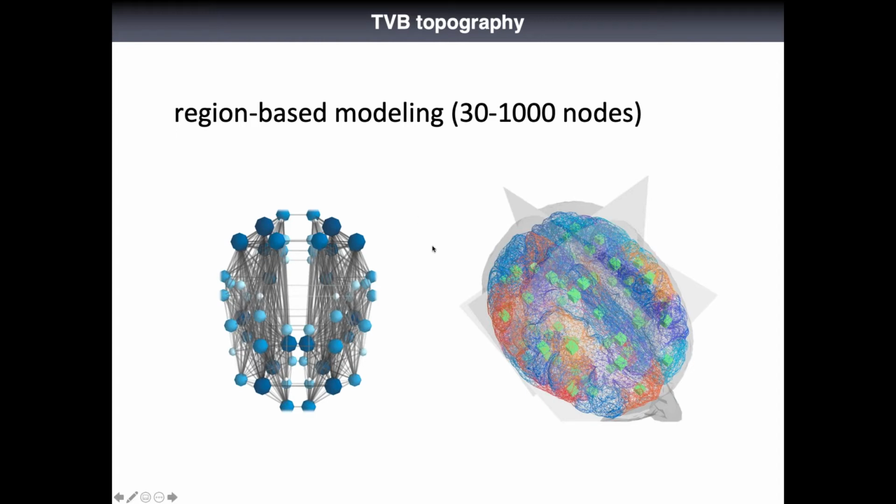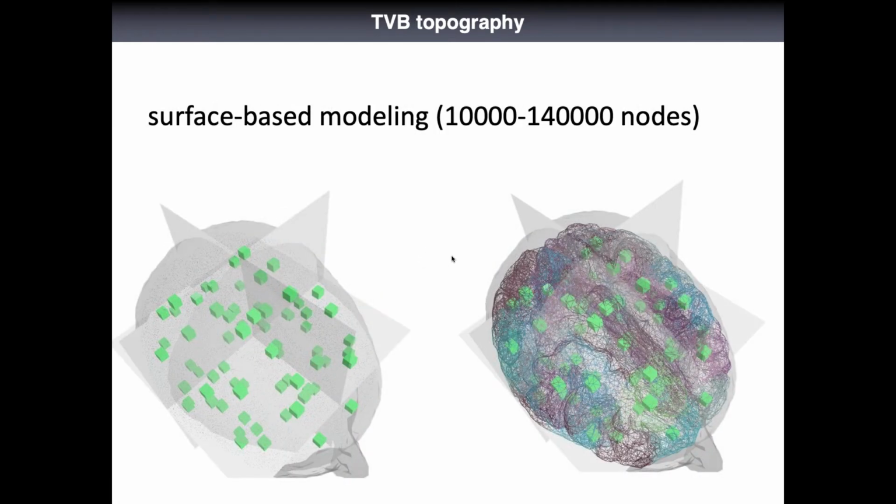One is the case where we're actually shrinking each one of these brain regions to its center of gravity, and we form a network of nodes that have no local structure. This is what we call region-based modeling, and we can have in the end something like everything between 30 and 1,000 nodes.